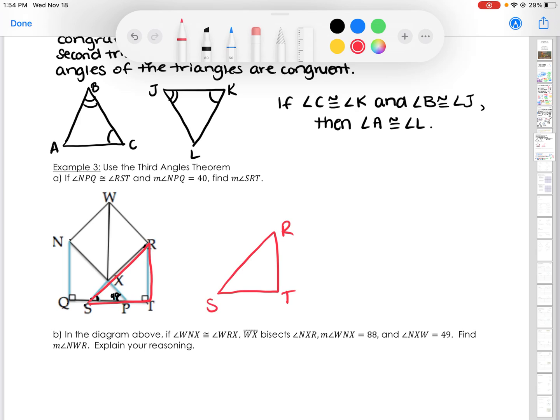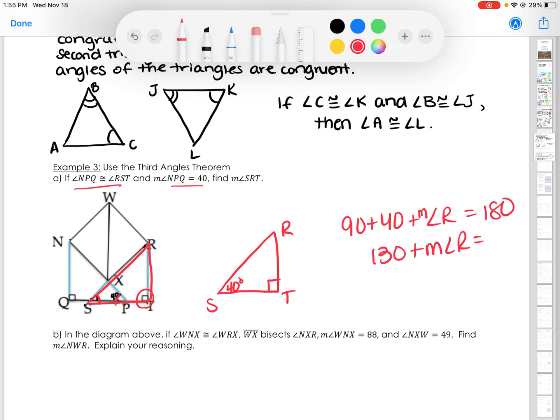RTS. Since P is going to be 40 in here, we also know this is 40. That's because they're congruent. We see this little 90-degree box, so in order to find angle R, we can find that pretty easily just by doing the angles add to 180, right? So 90 plus 40 plus the measure of angle R is going to equal 180. So that's 130 plus the measure of angle R is equal to 180. So that gives us angle R is going to be 50, or more specifically, SRT is going to be 50.